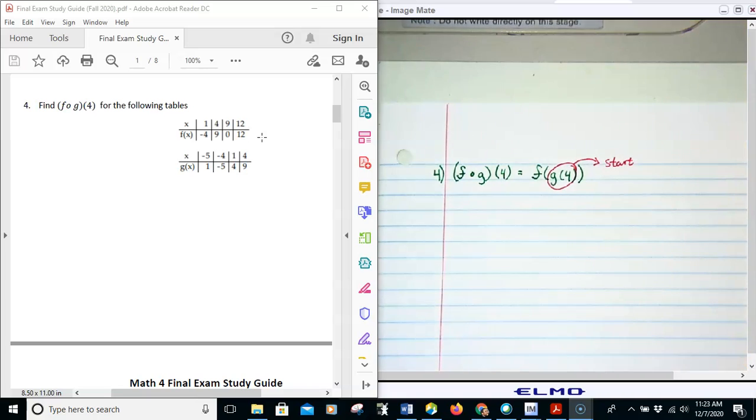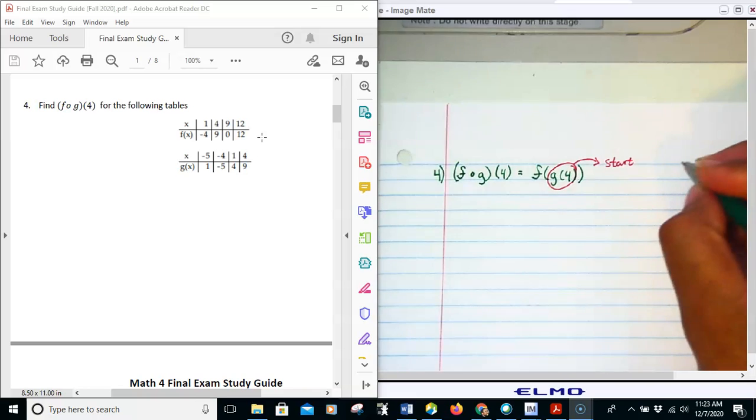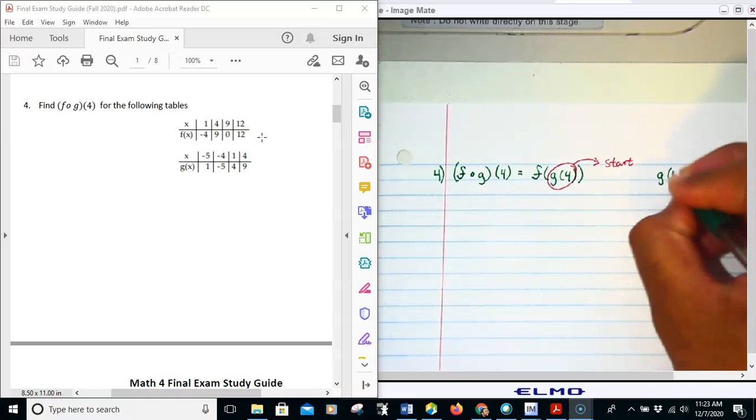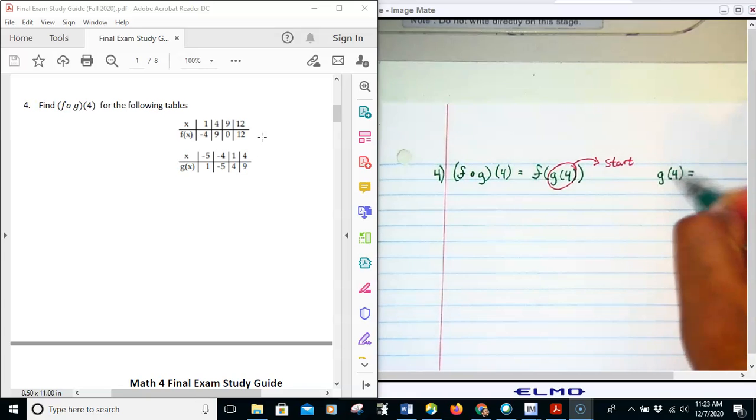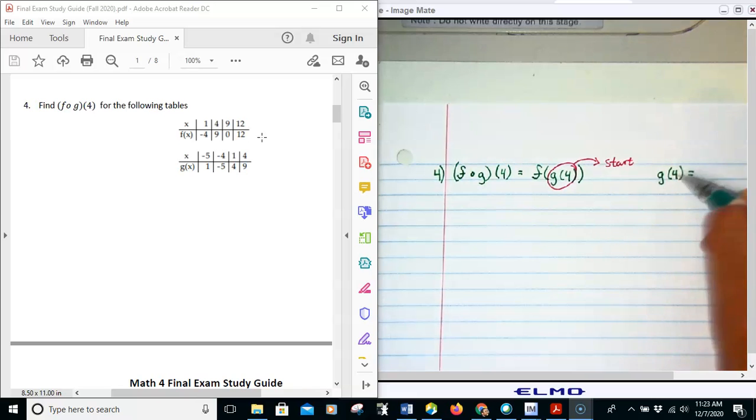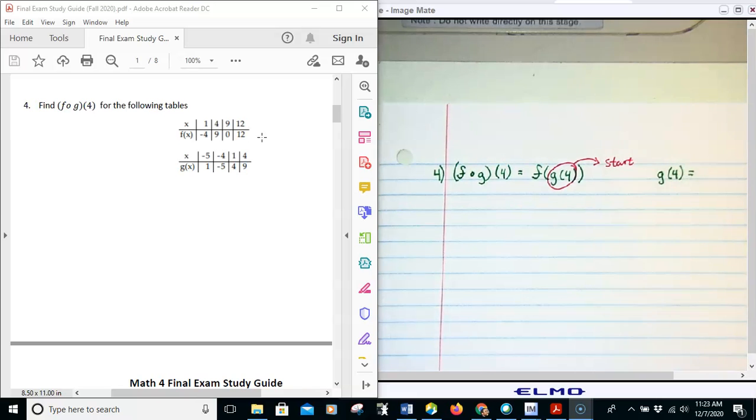All right, so we start with the inside portion. Here we say, okay, when x equals 4, what is your y value? So x is equal to 4 right here. Looking at this portion, when x equals 4 and we're talking about g of x, your y is 9. So g of 4 equals 9.